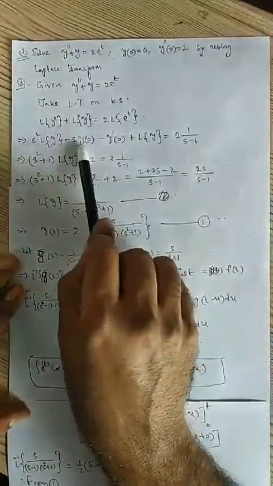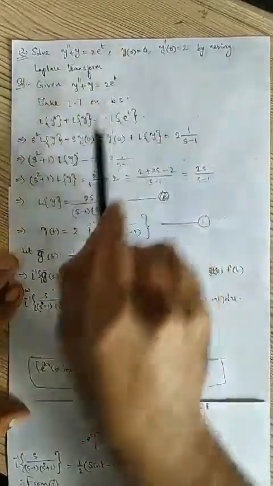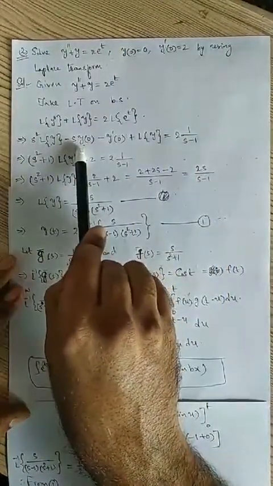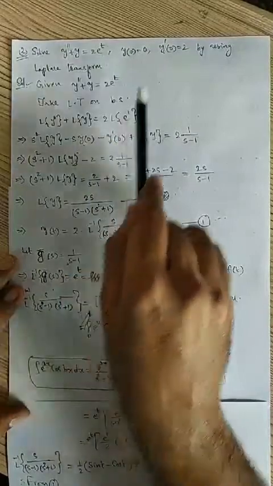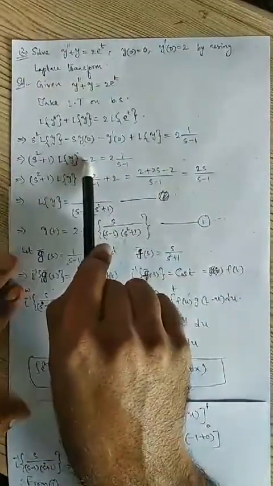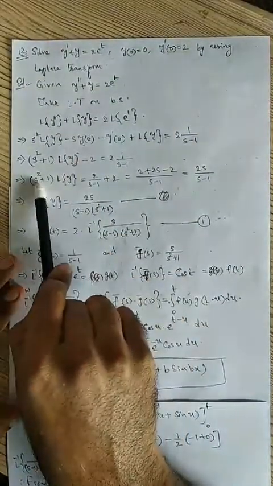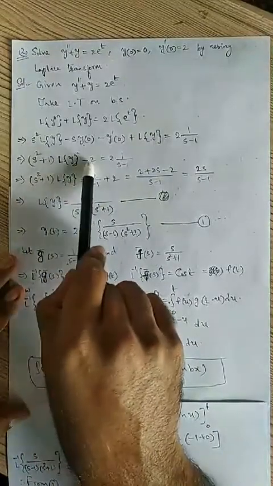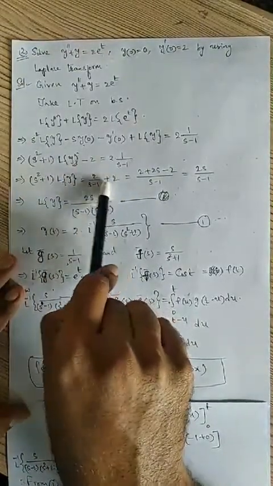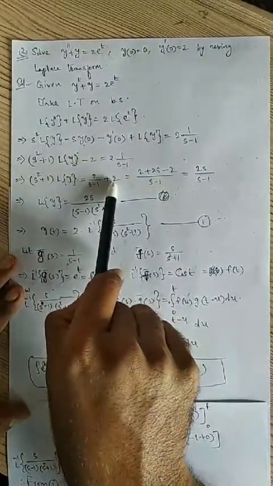Then s square plus 1 into Laplace transform of y. Then minus y of 0 is given to be 0, so that's why this term is 0. And minus y dash of 0 is given to be 2, so minus 2. Simplify this. S square plus 1, this term as it is. You take this 2 to the right hand side: 2 by s minus 1 plus 2.